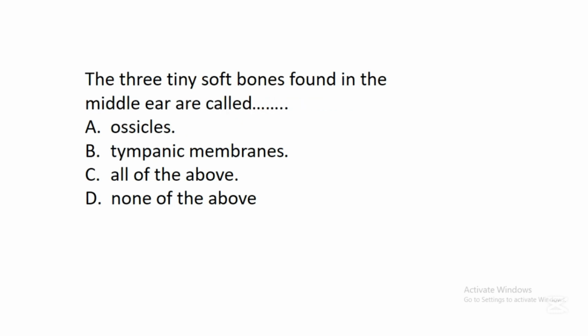The next question says, the three tiny soft bones found in the middle ear are called dash. A. Ossicles. B. Tympanic membranes. C. All of the above. D. None of the above. In this question, the correct answer is A. Ossicles. These ossicles are three tiny soft bones found in the middle ear, and these tiny bones are called incus, malleus, etc. So they are found in the middle ear. They play a great role there.